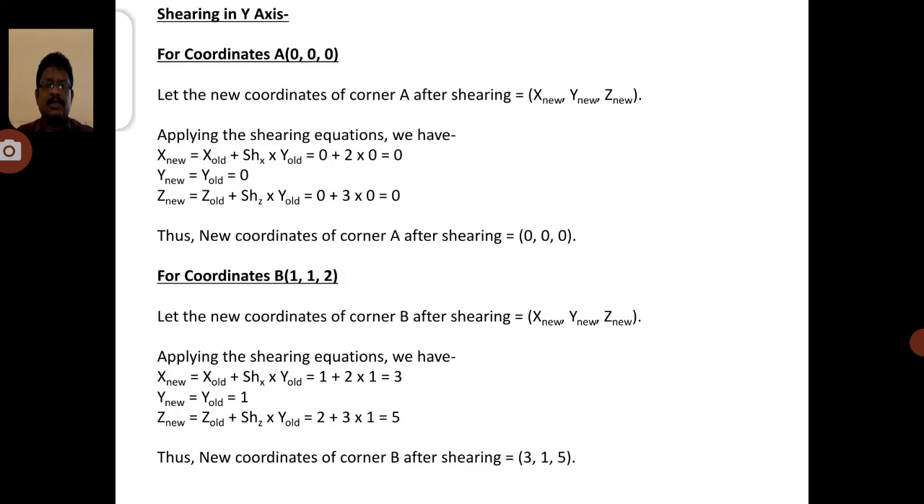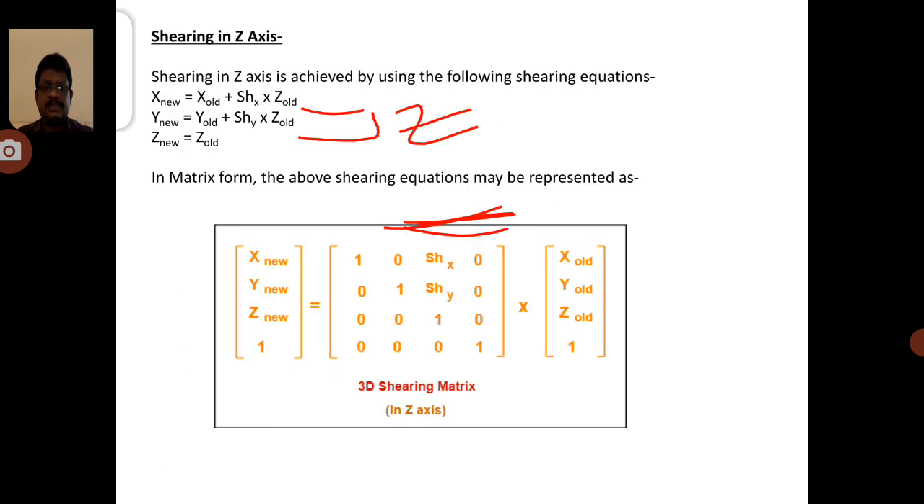Every time, when shearing is taken on the x axis, it does not impact x; the y and z are impacted. If you go to the shearing on the y axis, the impact goes to x and z. If you go to the shearing on the z axis, the impact goes to x and y.